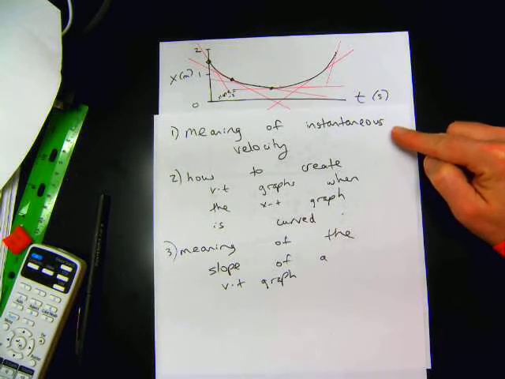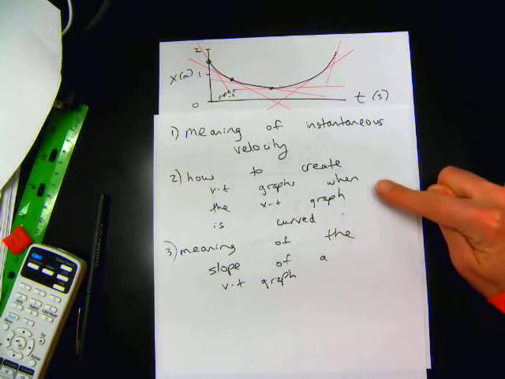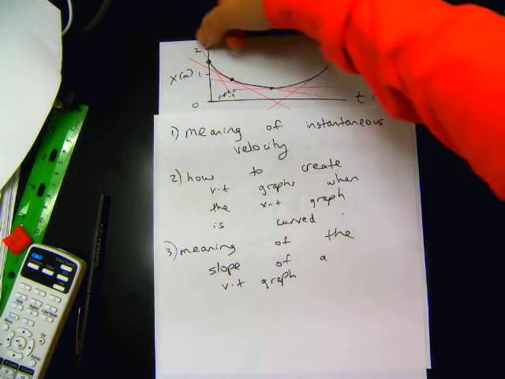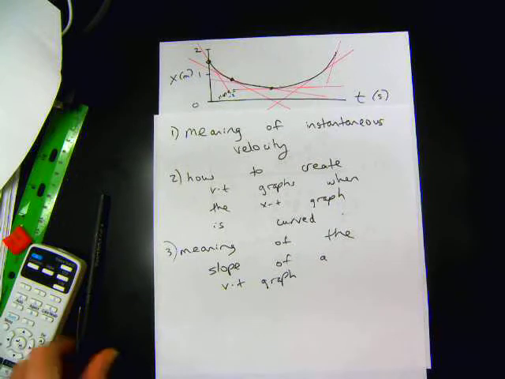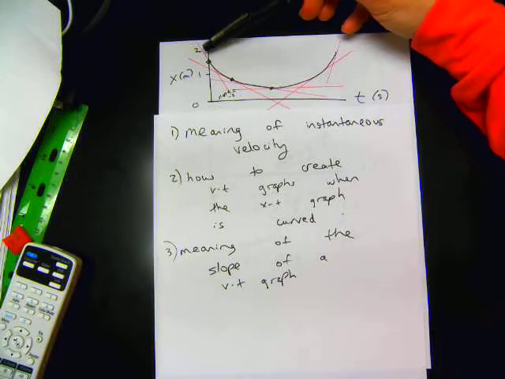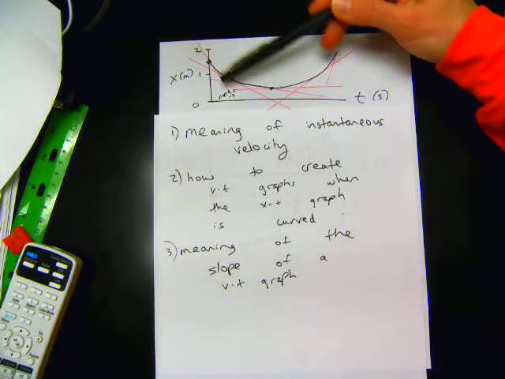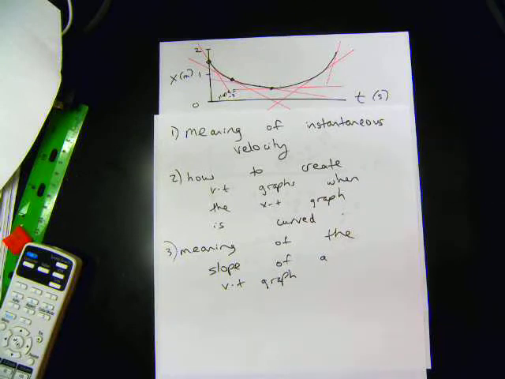Instantaneous velocity means velocity in an instant. And to make a velocity time graph from a position time graph, we have to find the velocity at each instant. So to do that, we draw in tangent lines. We find the slope of those tangent lines, and those slopes are the instantaneous velocity.